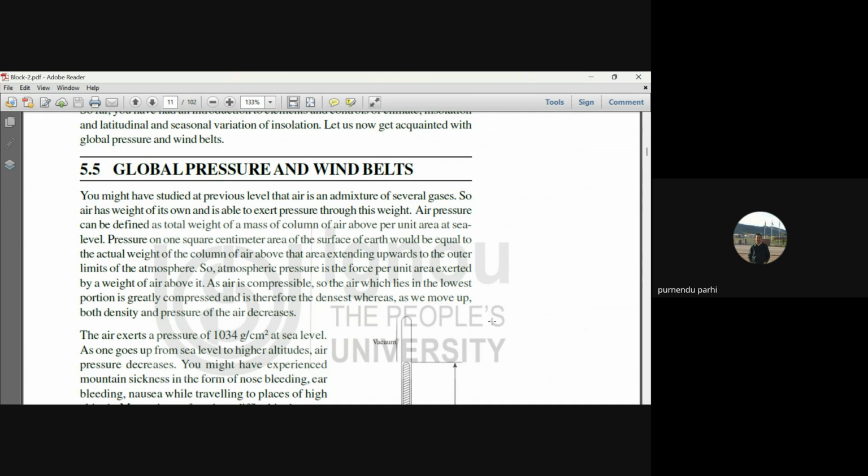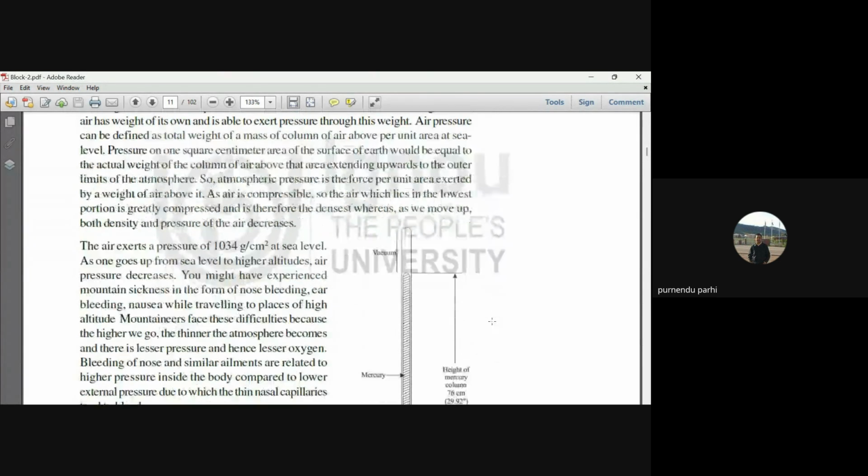Pressure on 1 square centimeter area of the surface of Earth would be equal to the actual weight of the column of air above that area extending upward to the outer limit of the atmosphere. So, atmospheric pressure is the force per unit area exerted by a weight of the air above it. As air is compressible, the air which lies in the lowest portion is greatly compressed and is therefore the densest, whereas as we move up, both density and pressure of air decreases.